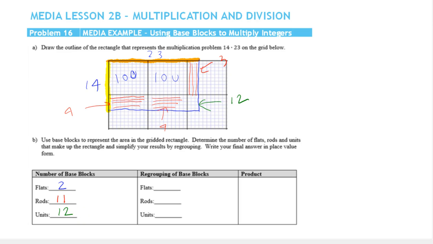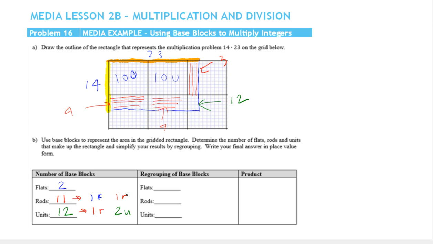I am going to trade the 12 units in for 1 rod and 2 units. Let's write U for units. Here I'll put an R for rod. Okay. And we'll need to change in 10 of the rods for 1 flat. And then there'd be 1 rod left over.